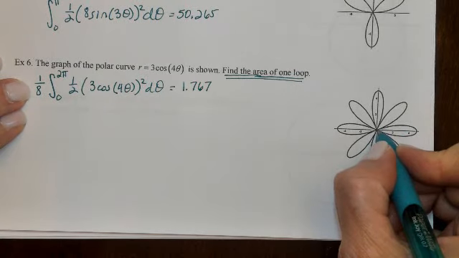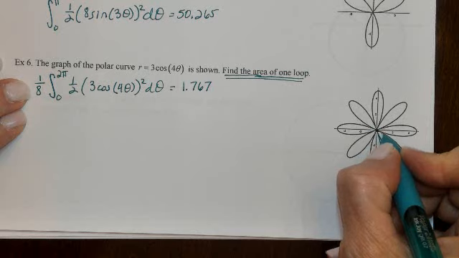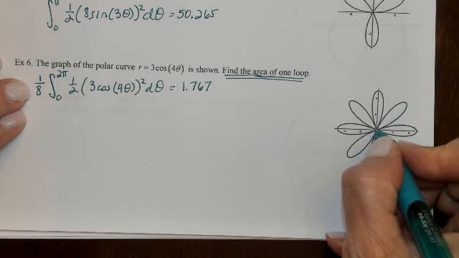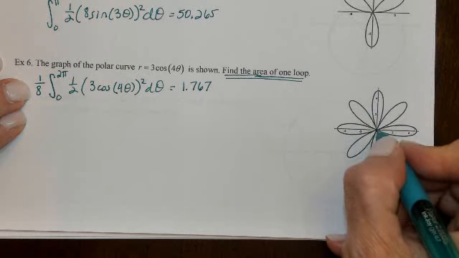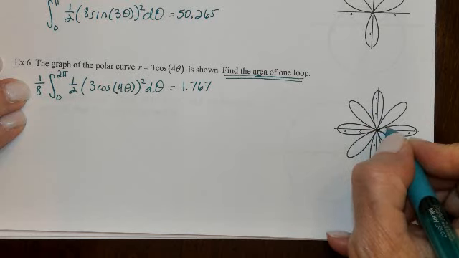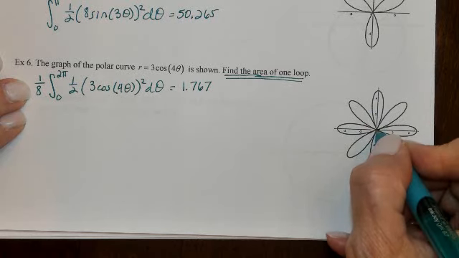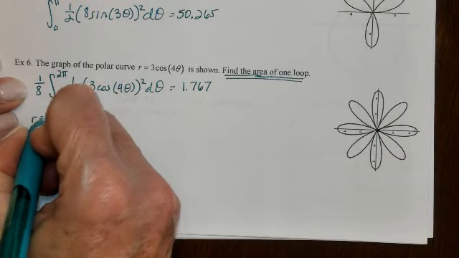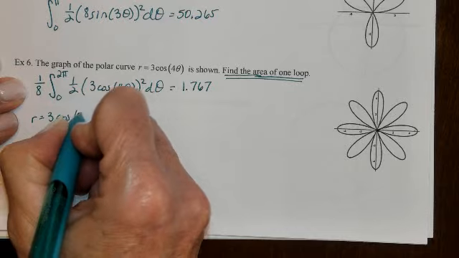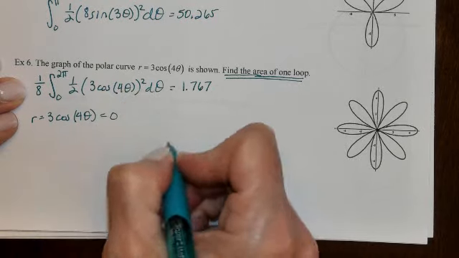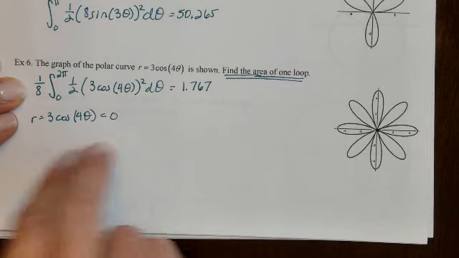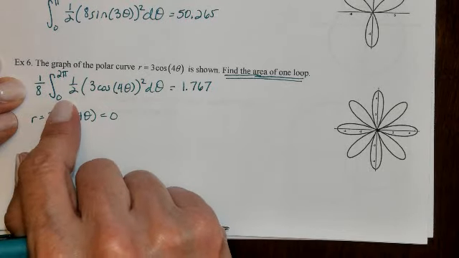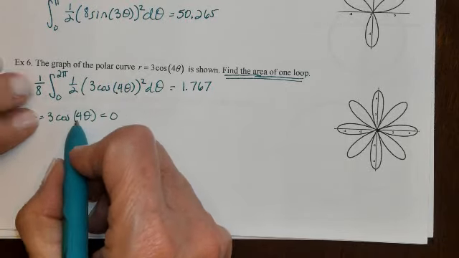One loop is formed by consecutive values of theta that make r 0, right? So we can take r, set it equal to 0, and find 2 consecutive theta values and use those. All right? So let's do that.